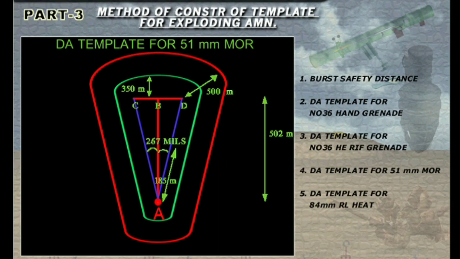Draw an arc to scale at a distance of 185 meters from the firing point, cutting the lines AC, AB and AD. This denotes the distance within which targets should not be engaged with HE ammunition. Give appropriate template annotation.